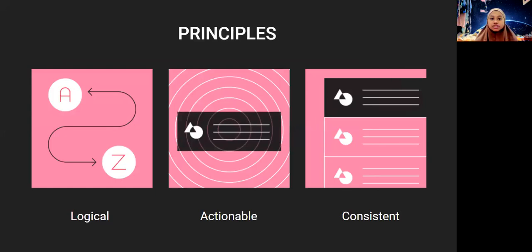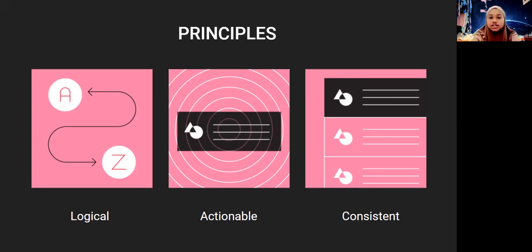Lists have three principles. The first principle is logical, the second is actionable, and the third is consistent. The first, logical, means that the list has to be sorted in a logical way, such as alphabetical, numerical, chronological, or user preference. That makes it easy for users to scan the content.